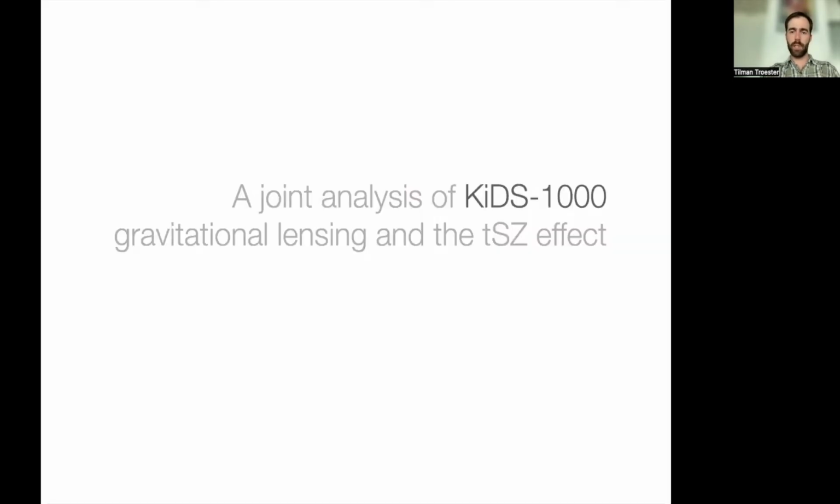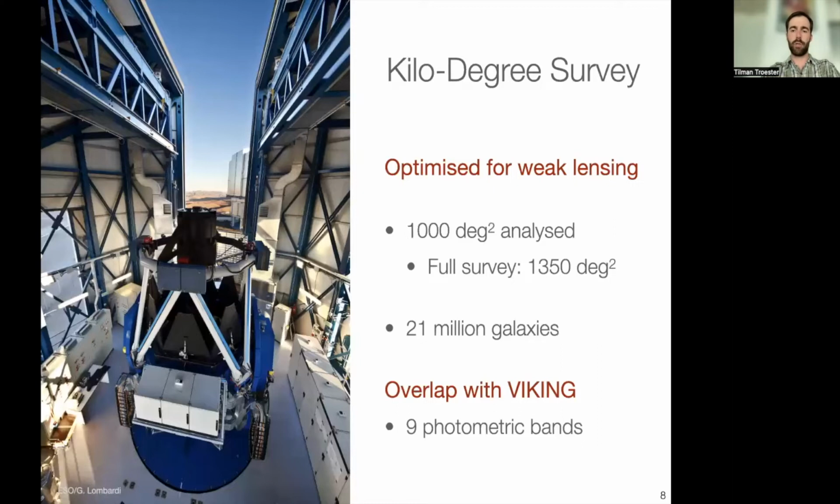Now, the data we actually use to do that, in this case, is called KiDS-1000. KiDS stands for the Kilo-Degree Survey, and that's a wide-field optical survey optimized for weak lensing. The data I'm presenting here correspond to 1,000 square degrees. The full survey will be slightly larger, and we're using about 20 million galaxies for the present analysis. What sets KiDS apart from other current stage 3 surveys like the Dark Energy Survey or HSC is that we have full coverage with an infrared survey called VIKING. So we have 9 photometric bands for our galaxies, which gives us quite some confidence in the estimate of our photometric redshifts.